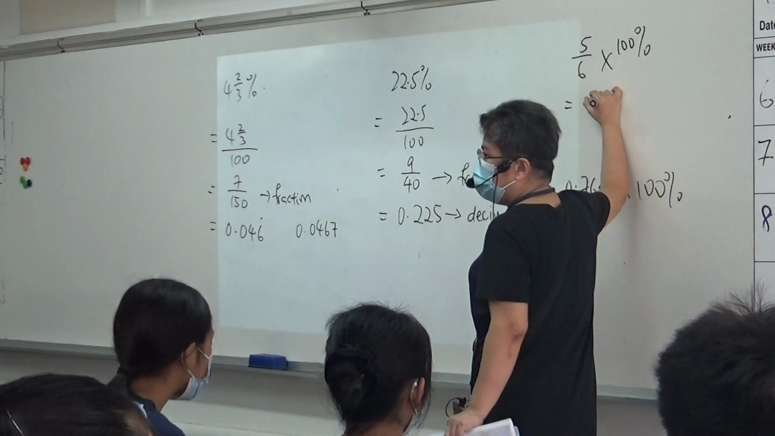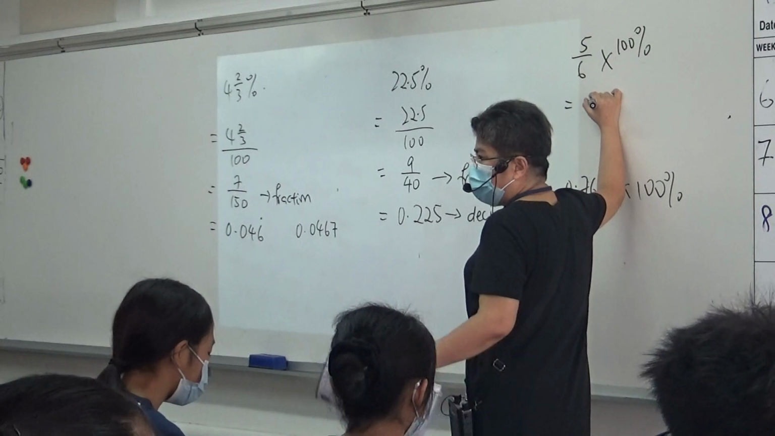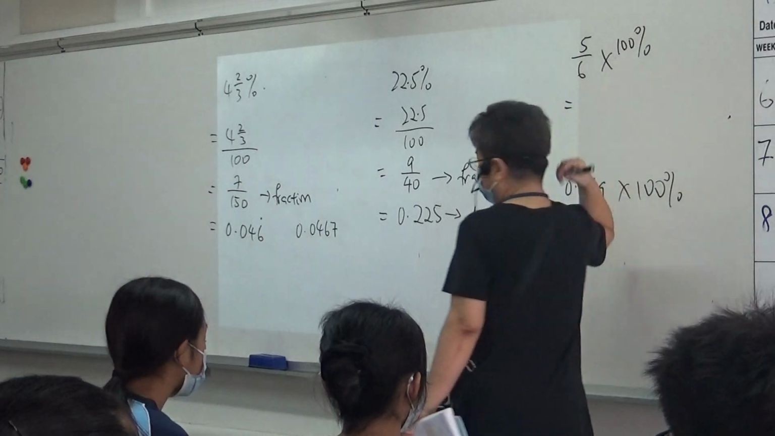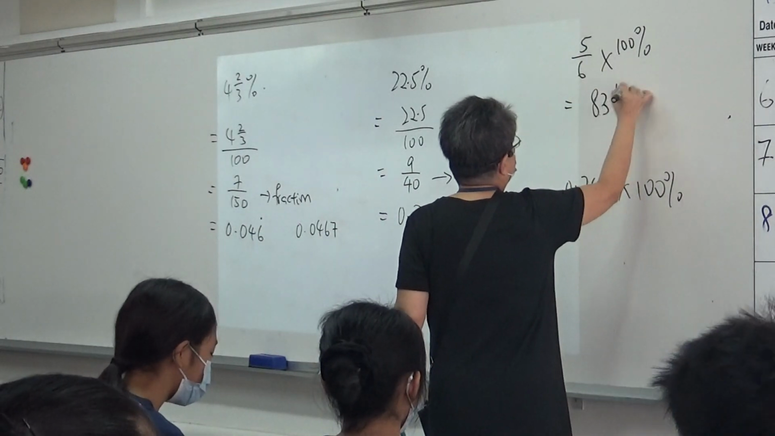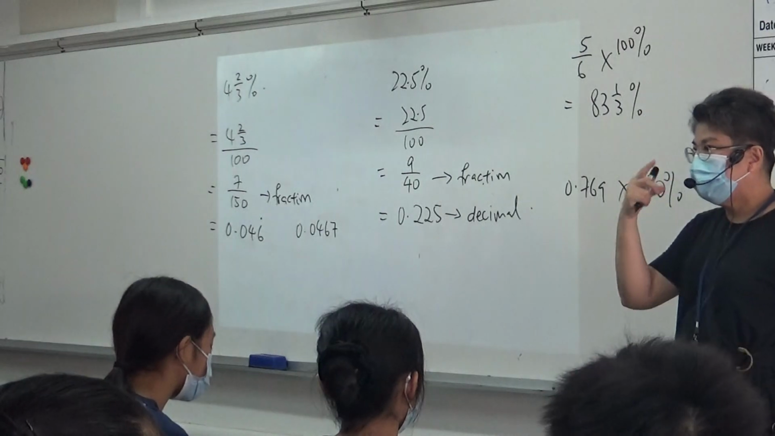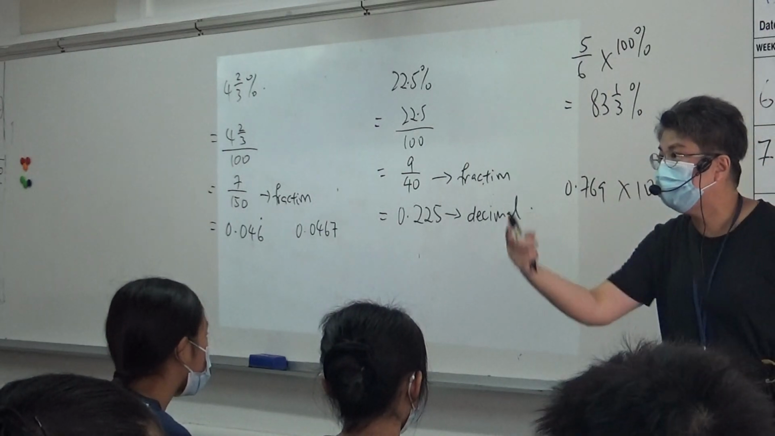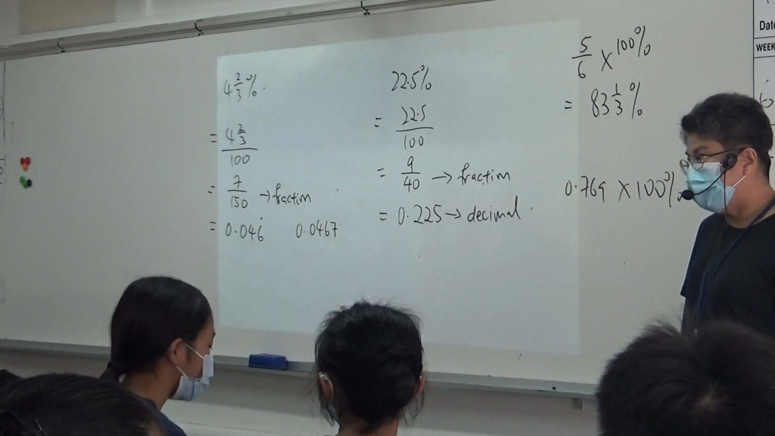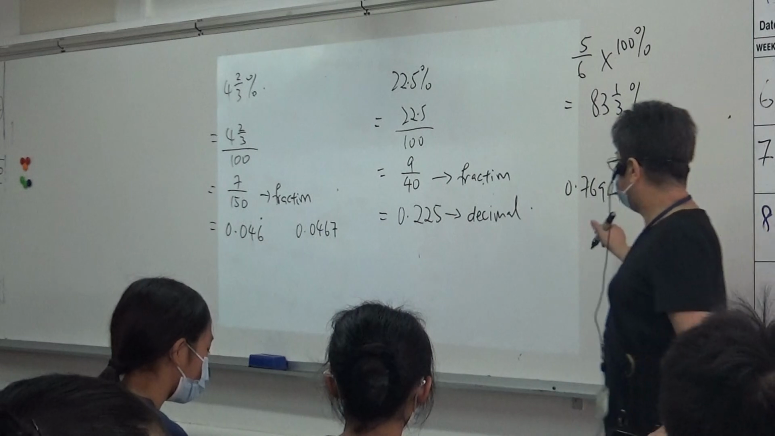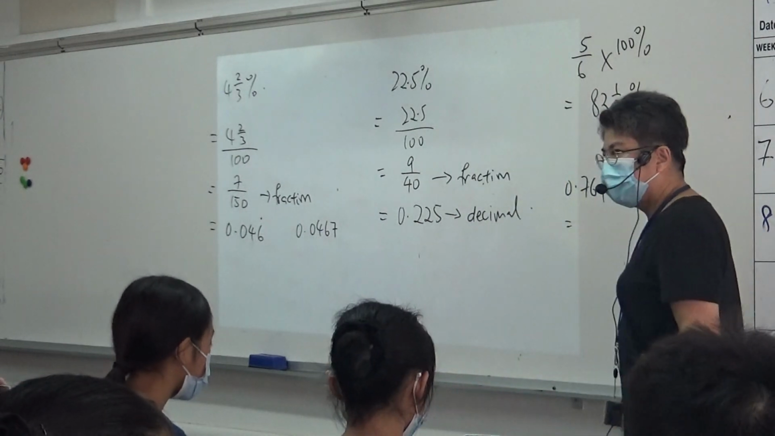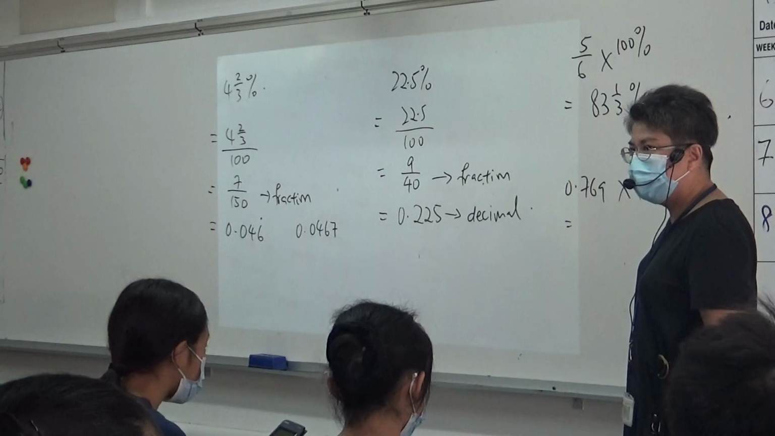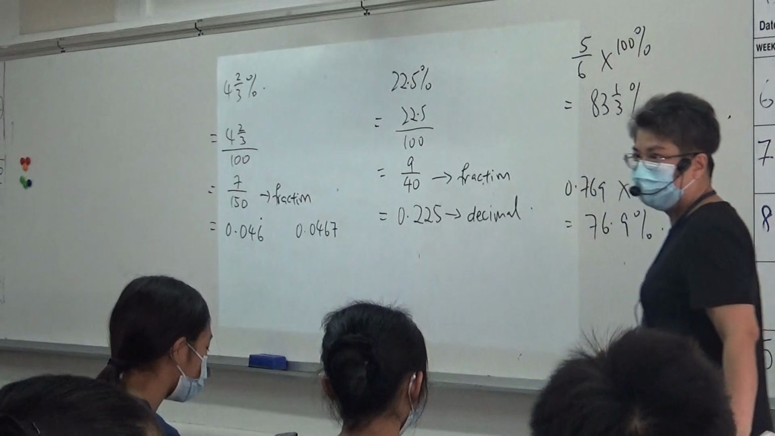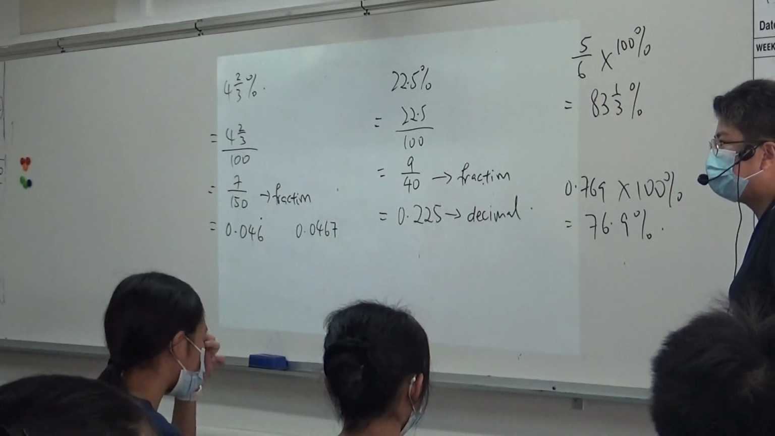What is the answer? How many percent? No, this one times 100. 83? 83 1/3, right? You see, you ignored my instruction. I said give me in fraction. Correct? Is it 83 1/3? Yes. How about this? 76.9%. Correct?